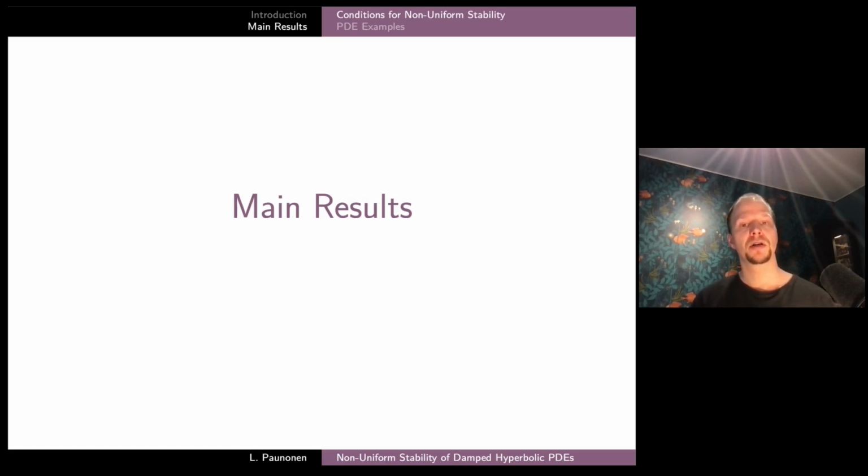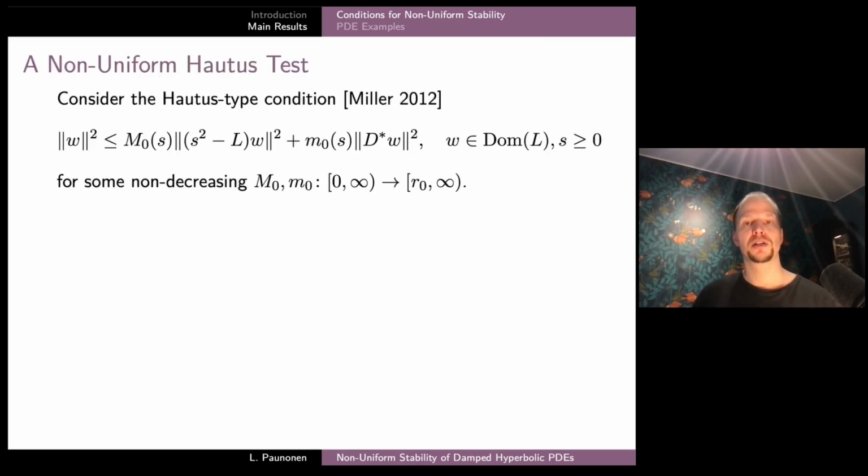And in the next part I will introduce my main results, and here I'm focusing on just two specific results from our research on this topic. And the first result involves an observability-type condition shown here. So this is a parameterized inequality involving a scalar parameter s and the operators L and D. And in addition, it involves two non-decreasing and possibly unbounded functions M0.